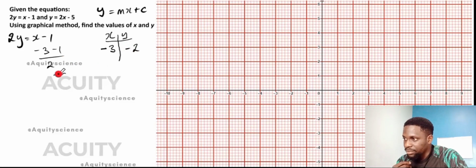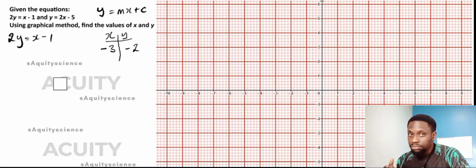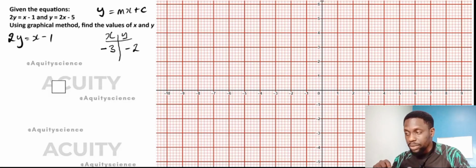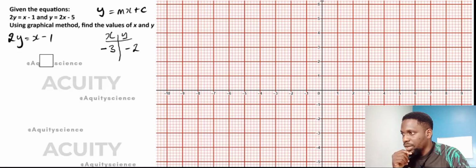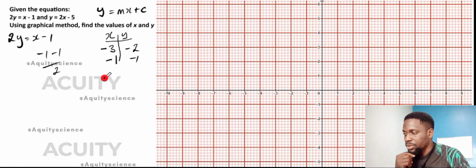I have to do that again. Remember I said I need at least 2 points. You can't get a straight line with just 1 point. You need 2 points. I'm going to think of something else. If I use minus 1, I'll also have an even number. So minus 1 minus 1 is minus 2 over 2. Wow, it works, that is minus 1. So I have 2 points for the first equation. Easy. Let's go to the second equation.